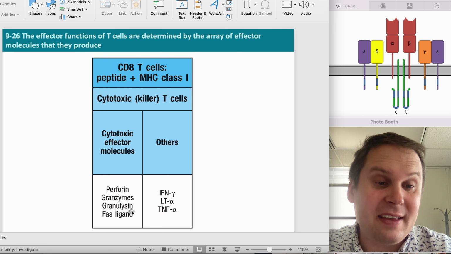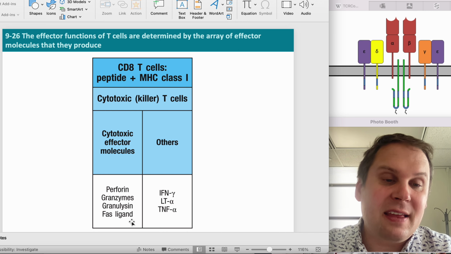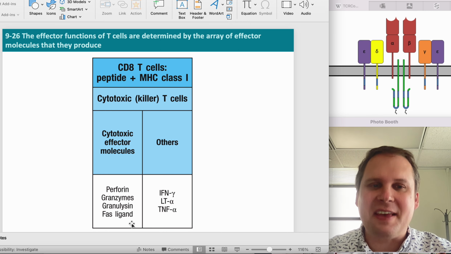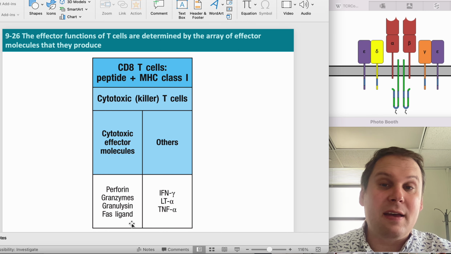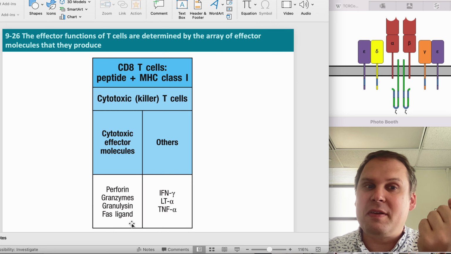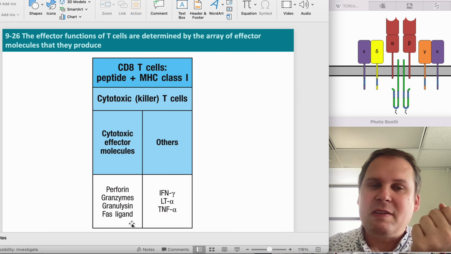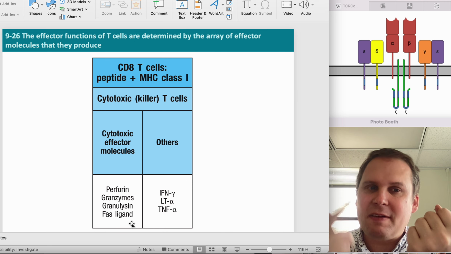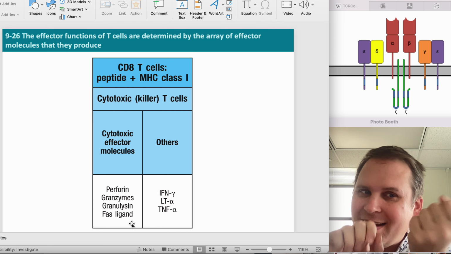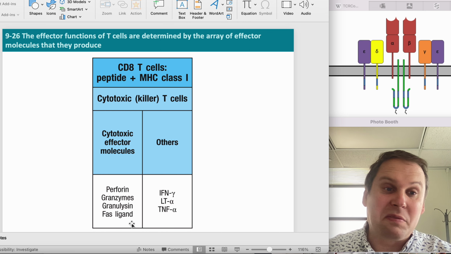Granzymes and granulysin are different wonderful ways to kill cells. Fas ligand is going to interact with some of those proteins and force a cell to kill itself. And so that's great. A cytotoxic T cell can just make some Fas ligand, put it on the surface, and anytime it's able to interact with an MHC class 1 that's already been activated and is able to bind, then Fas ligand is going to come in and say, apoptosis time to that cell. And it works really well.